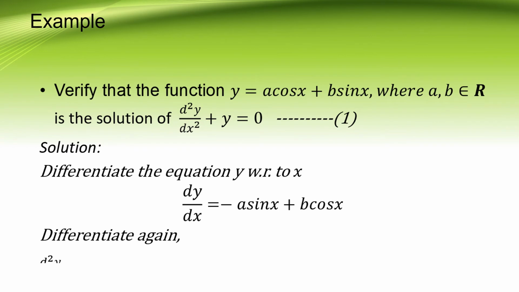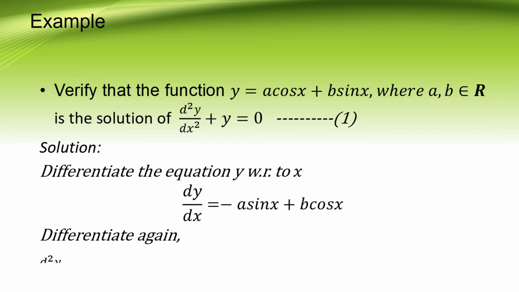I have given an example for the general solution. Here you have to remove the arbitrary constants a and b, so that we can get the differential equation d squared y by dx squared plus y equal to 0. We only have to verify the given problem. So here I'm going to take a function y equal to a cos x plus b sin x. Here the arbitrary constants a and b are in multiple form.